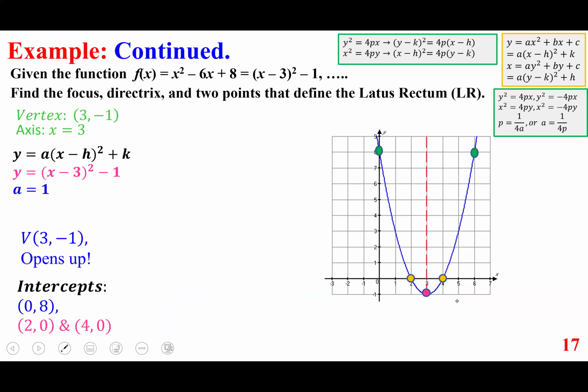Now, what I want to do is continue on that thought and add what we have learned in this case. First and foremost, we are looking at the same function, and we want to find the focus, directrix, 2 points that define the latus rectum, reminding you of the vertex, axis of symmetry, the equation, a vertex that opens up, intercepts. So this is the information we have found from the previous page, and therefore nothing brand new, everybody.